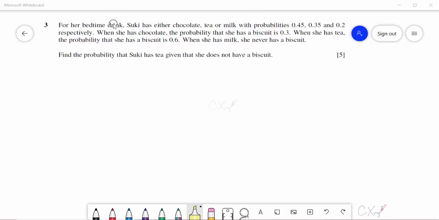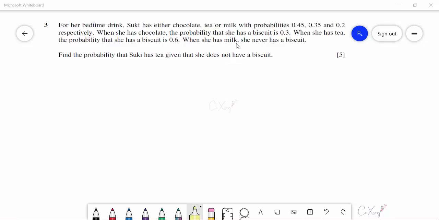Okay, after we decide the bedtime drink. So for the bedtime drink, when she has chocolate, then she's having a biscuit with 0.3 probability. And when she has tea, then the probability of having a biscuit is 0.6, and so on.